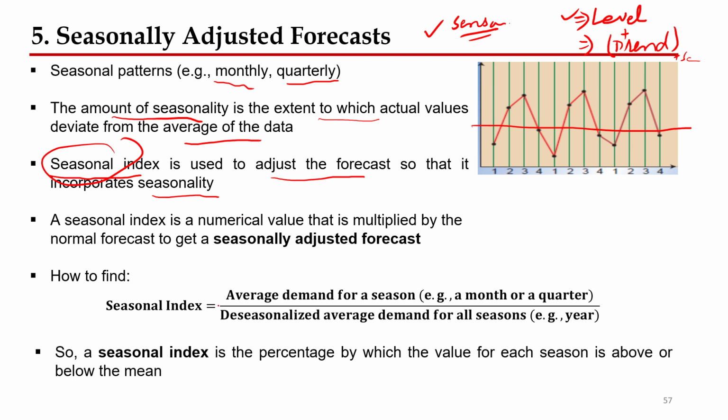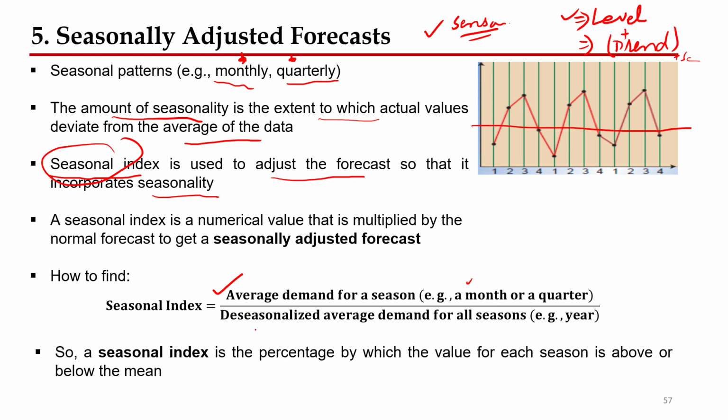The formula to calculate the seasonal index is basically the average demand for the season. The season could be monthly, quarterly or weekly, whatever the season is. Let's say we have a demand in January 2020 and a demand in January 2021. The average seasonal demand means the average of the value of January 2020 and the value of January 2021. That is the average demand for the season, on a monthly basis, for the 2 years.